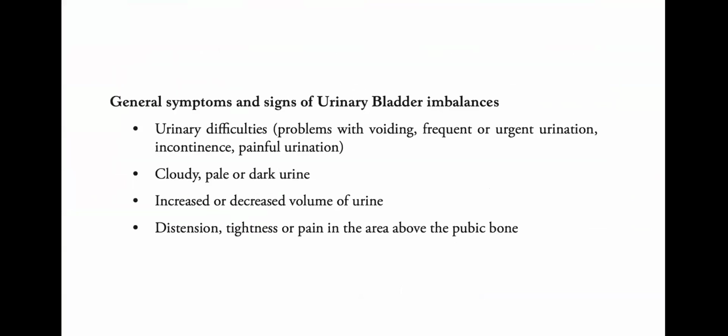The general symptoms and signs of urinary bladder imbalances are as follows. Urinary difficulties, that is, problems with voiding, frequent or urgent urination, incontinence, and painful urination. Cloudy, pale, or dark urine, increased or decreased volume of urine, distension, tightness, or pain in the area above the pubic bone.